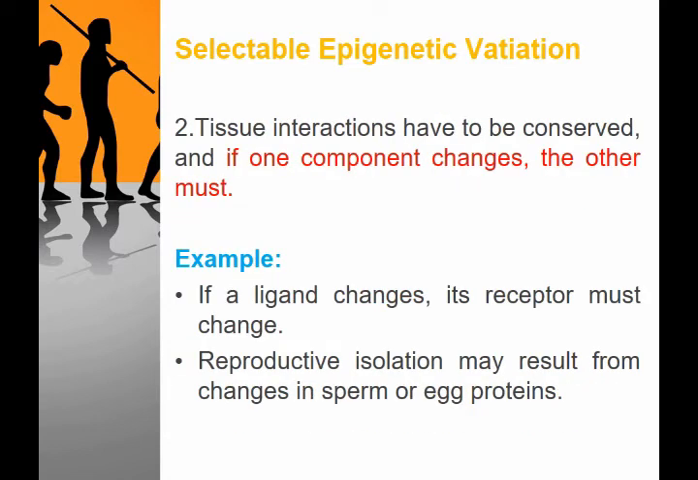The second point: tissue interactions have to be conserved, and if one component changes, the other must change as well. For example, if a ligand changes, its receptor must change, and reproductive isolation may result from changes in sperm or egg protein.